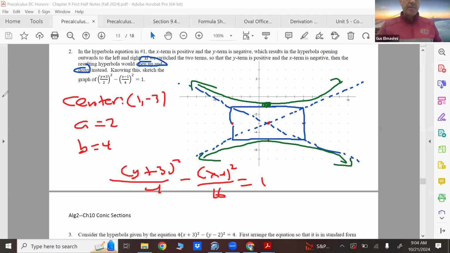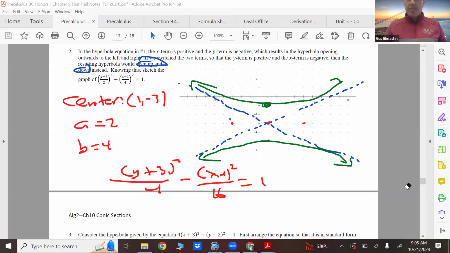And if you want to get rid of that rectangle, you can. The rectangle is kind of like a foundation for the graph. It just kind of sets the tone for it. And then you draw the asymptotes and then you draw the graph afterwards.